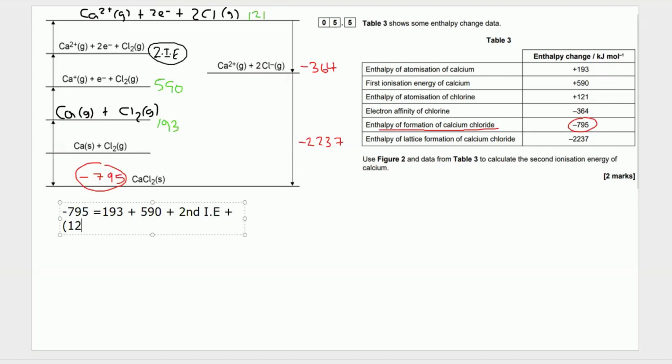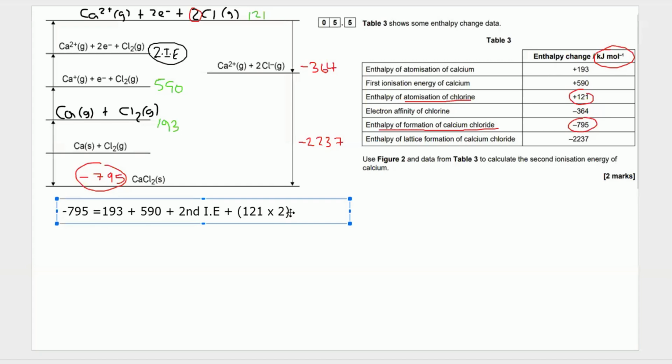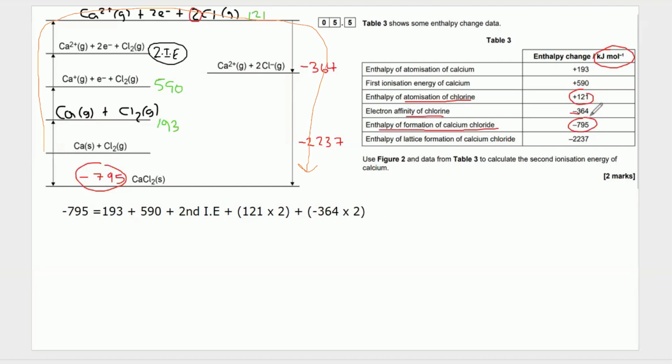Now, what you need to appreciate is that we can set this out as minus 795, the arrow going down, is equal to everything else in the opposite route. So the enthalpy of formation of calcium chloride is equal to, if you follow up with your finger and go all the way around the other side, all of that. So I've drawn an orange arrow here, and this shows that that minus 795 is equal to everything along that orange arrow. So we just have to write it all out. Minus 795 equals 193 plus 590 plus second ionization energy plus 121 times 2.